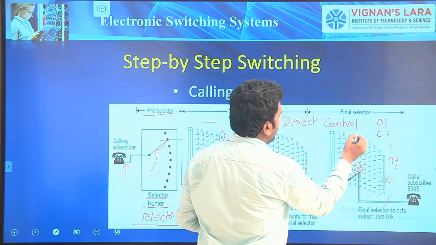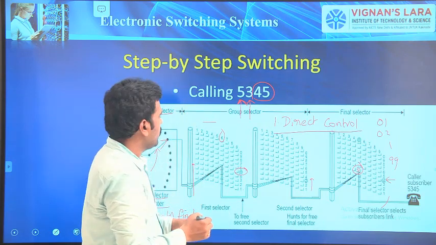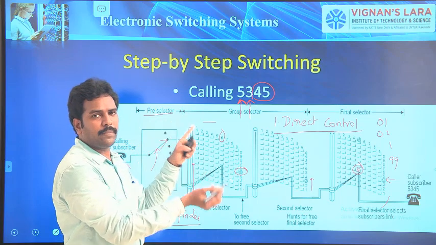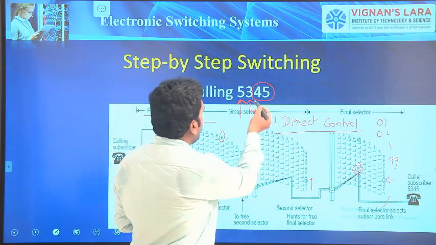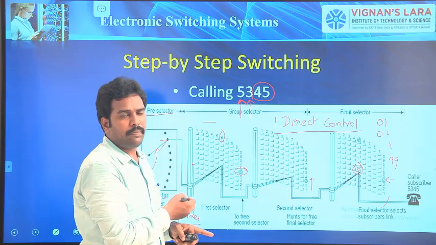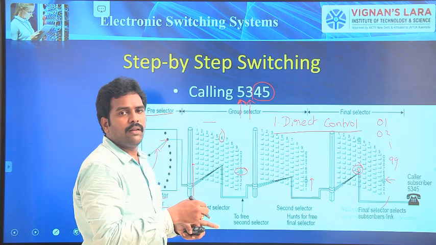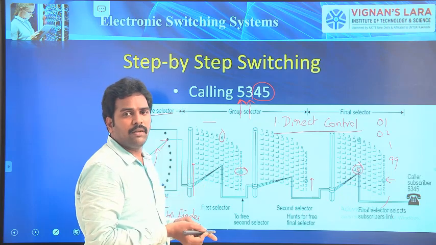It uses a direct control mechanism. What is the meaning of direct control mechanism? To establish a connection between calling and called subscriber, the dial digit is not fixed. It depends upon the topology of the network. That we'll see in the next class: how we have to assign the number, how to dial the number.